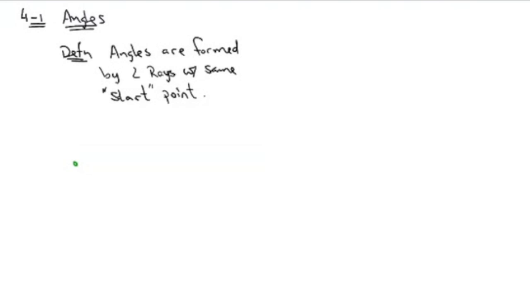So, if this is our initial start point, and this is one ray, going off forever in that direction, another ray starts at the exact same point and goes off in a different direction. They could go off in the same direction, but that'd be kind of boring. It would be an angle that actually has zero measure, because they'd be going in the same direction. We consider the separation of these two as an angle.